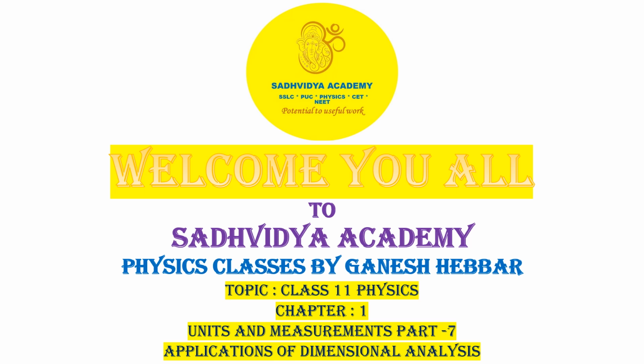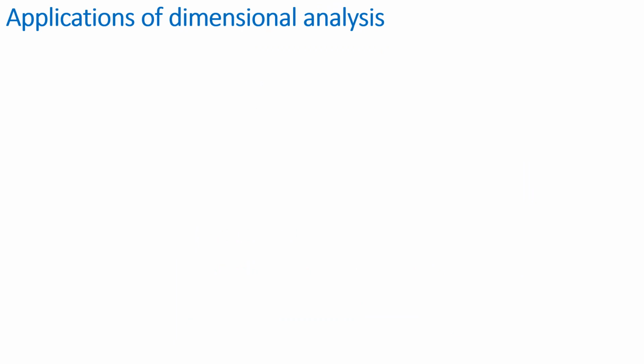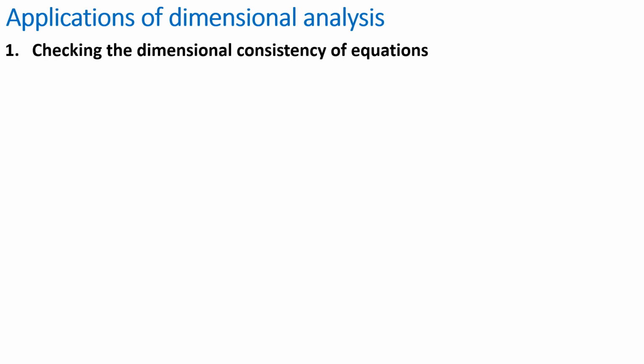Today's topic is Class 11 Physics, Chapter number 1, Units and Measurements, Part 7, Applications of Dimensional Analysis. In today's topic, we shall discuss the applications of dimensional analysis. Applications means uses. First one which we are going to discuss is checking the dimensional consistency of any equation.